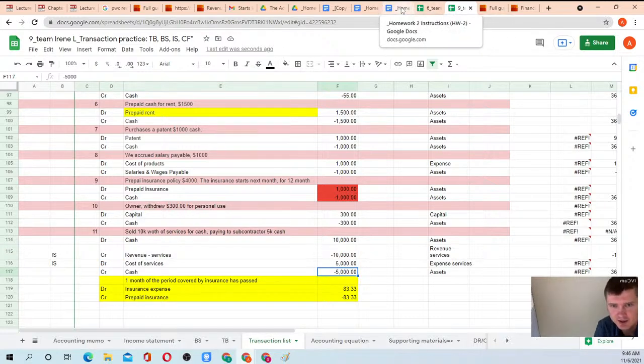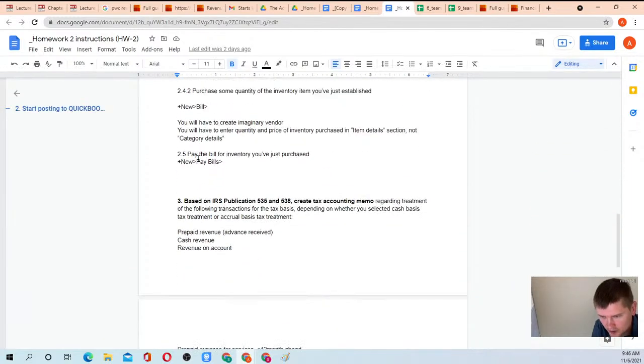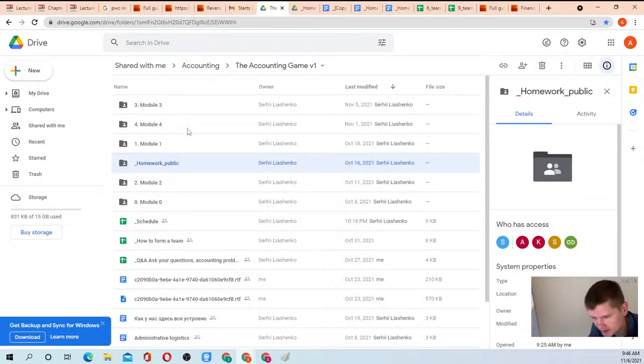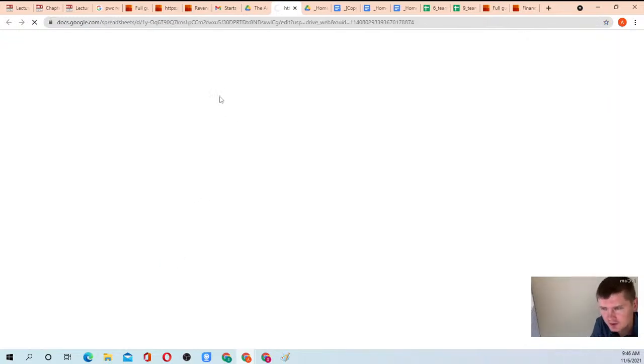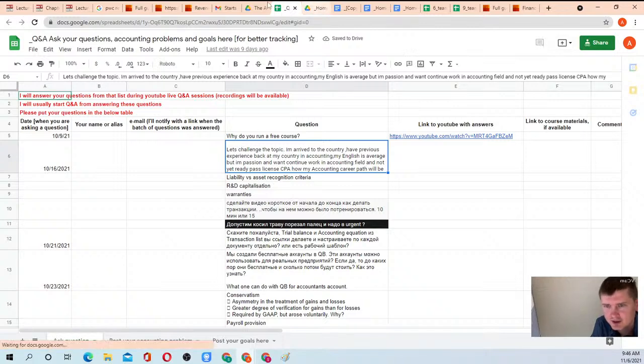What else can we do in the homework? The last part of our homework is actually two parts. One related to QuickBooks. Has anyone had any difficulties with posting QuickBooks entries? Or maybe someone has difficulties with opening a free QuickBooks for accountants account? Let's see if I got any questions in the Q&A file. No new questions here.